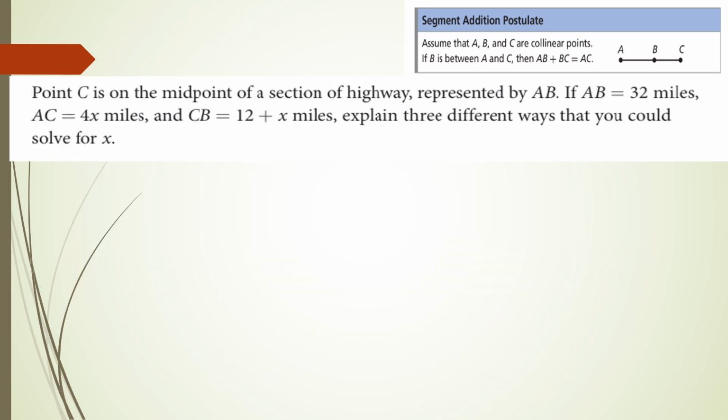So the question is, point C is the midpoint of a section of highway represented by AB. So there is a highway, the endpoints of the highway are A and B, and C is the midpoint. Midpoint means that AC and CB are equal to each other. So AC is 4x, CB is 12 plus x, and complete AB is 32.